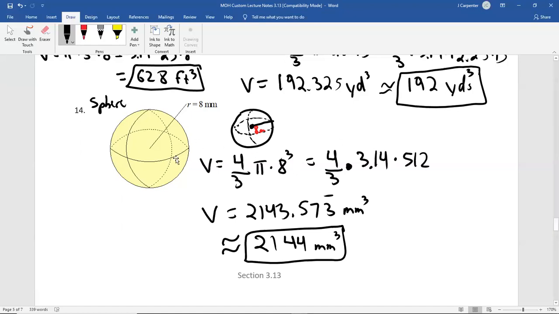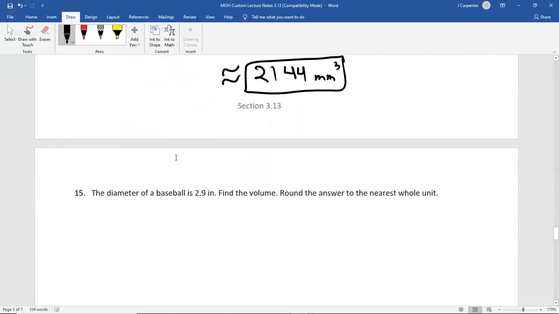All right, let's do another one. The diameter of a baseball is 2.9 inches. Find the volume rounded to the nearest whole. So it's pretty common that they want our volumes rounded to the nearest whole in this textbook. I'm not going to say that's true for some other book, class, employer, whatever.